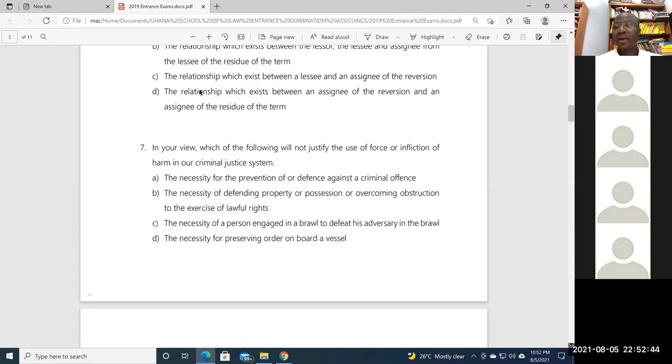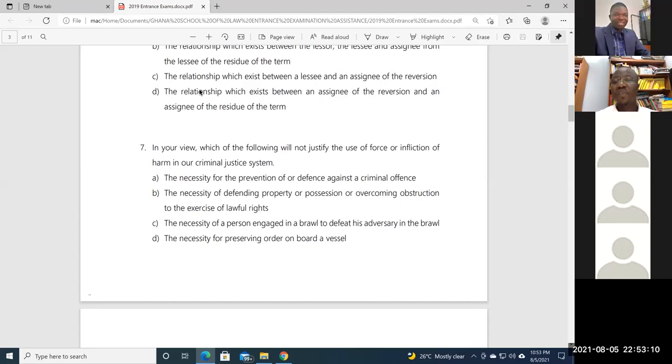So we are talking about use of force, and we want to look at the circumstances in which the law will justify or permit the use of force in our criminal justice system. And I mentioned the fact that we must have regard to the Constitution, and you must also have regard to the Criminal Offences Act. And I want somebody to explain. Yes, Jos.